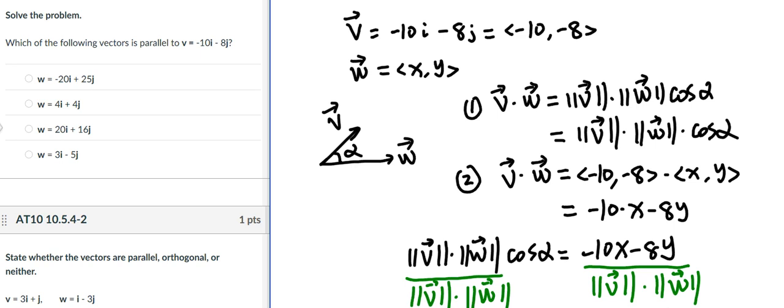Okay, let's look at this question. Solve the problem. Which of the following vectors is parallel to the vector v equals negative 10i minus 8j? We know vector v is minus 10i minus 8j, which can be written in this way.